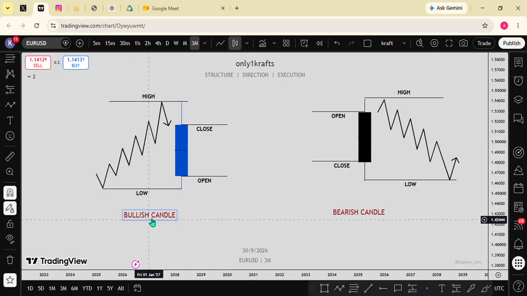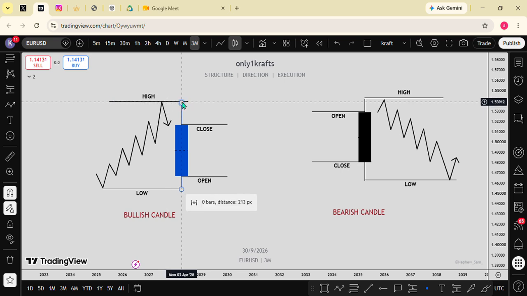Now, what is a bullish candle? A bullish candle is a candle that closes above where it opened. Now, each candle represents a time frame, right? So within a specific time, let's say a day, it could be a week, it could be a year, it could be a month, it could be 4 hours, 2 hours, 1 hour, 30 minutes, whichever one you want to call it. Each candle represents a specific time frame.